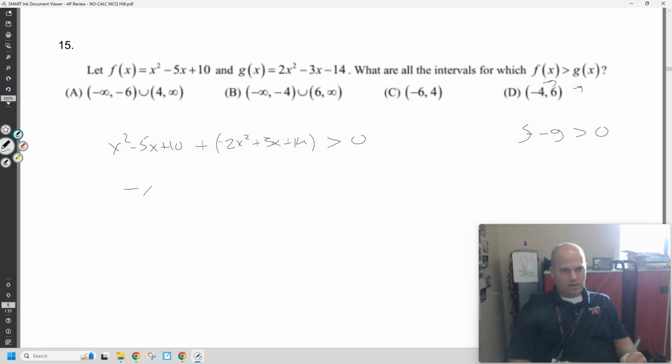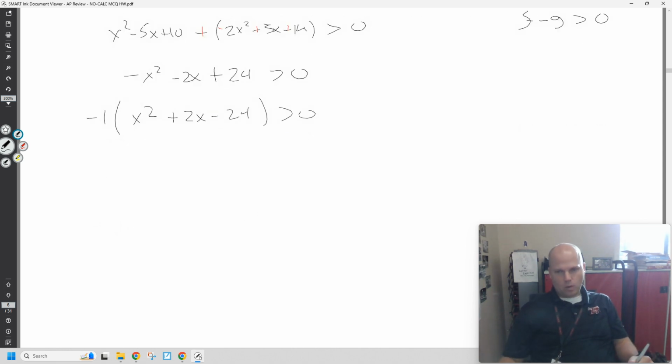You get negative x squared minus 2x plus 24. You could factor this as you see it. It'd have to be a negative x plus a number times x plus a number. But it gets a little bit complicated because one of those x's is negative and one is positive. So what I like to do is pull out a negative 1, flip the signs of all of these terms, and we factor a quadratic.